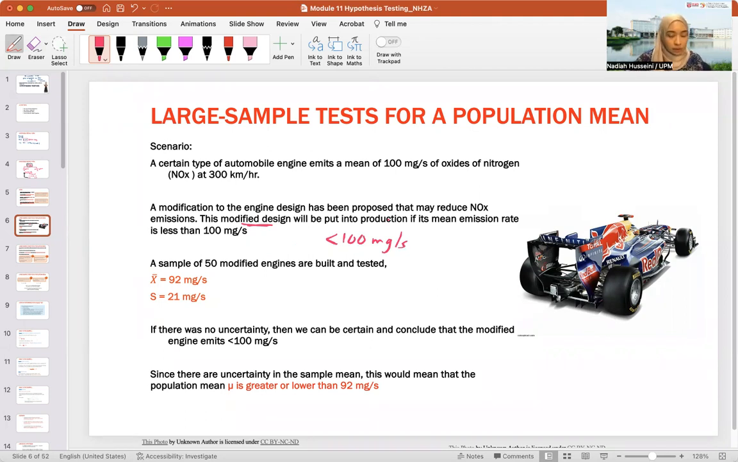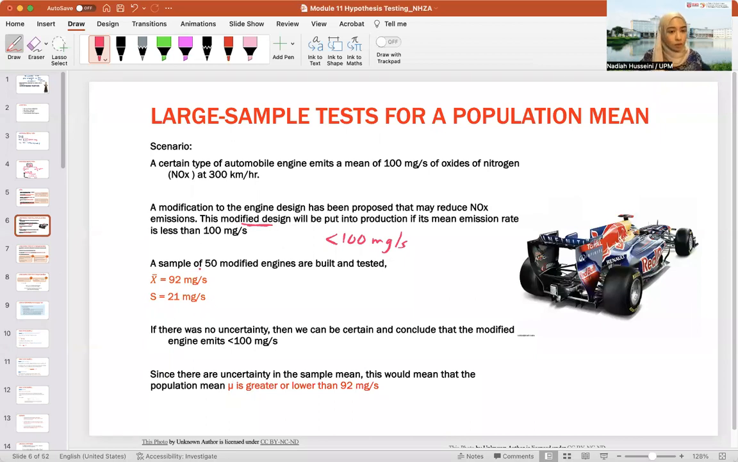So we need to prove that the modified design will emit less than 100 milligram per second. This is what they want. If it is true, then they will put the new design into production. If not, they will just continue with the original production and not bring more cost into the production. So a sample of 50 modified engines are built and tested. The sample mean is 92 milligram per second. So this is the average emission of nitrogen oxide. And this is your standard deviation.